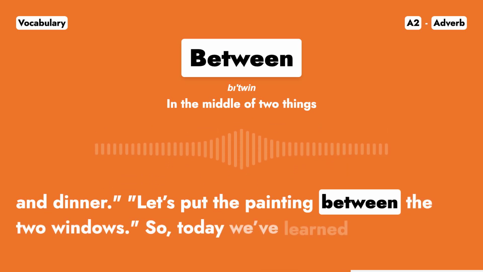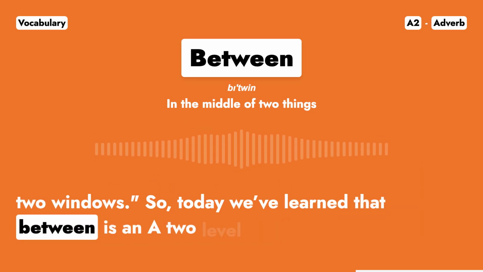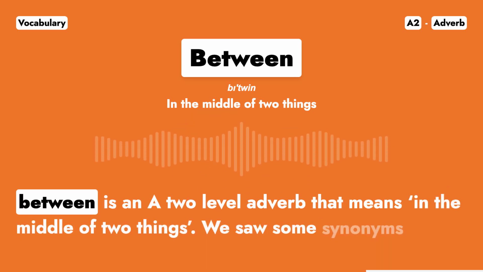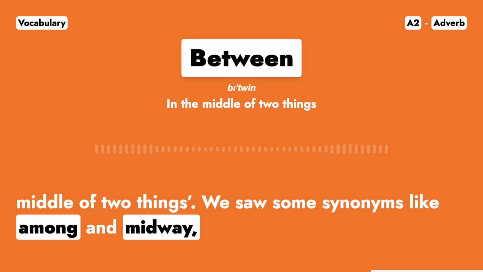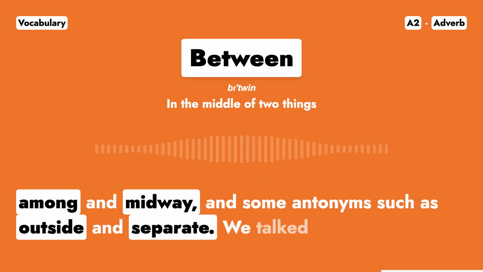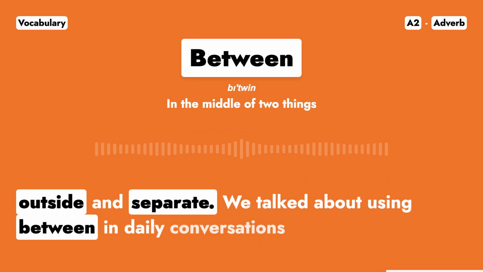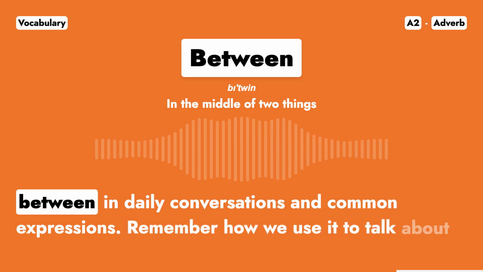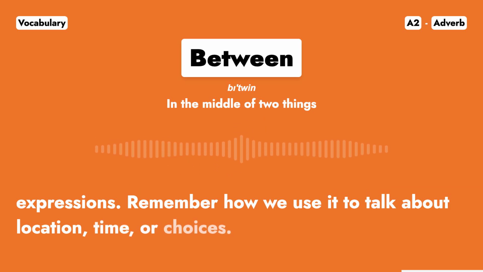So, today we've learned that between is an A2 level adverb that means in the middle of two things. We saw some synonyms like among and midway, and some antonyms such as outside and separate. We talked about using between in daily conversations and common expressions. Remember how we use it to talk about location, time, or choices.